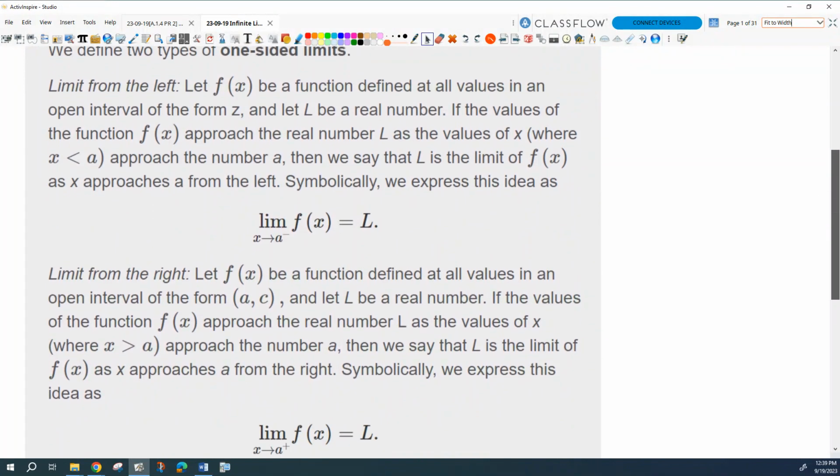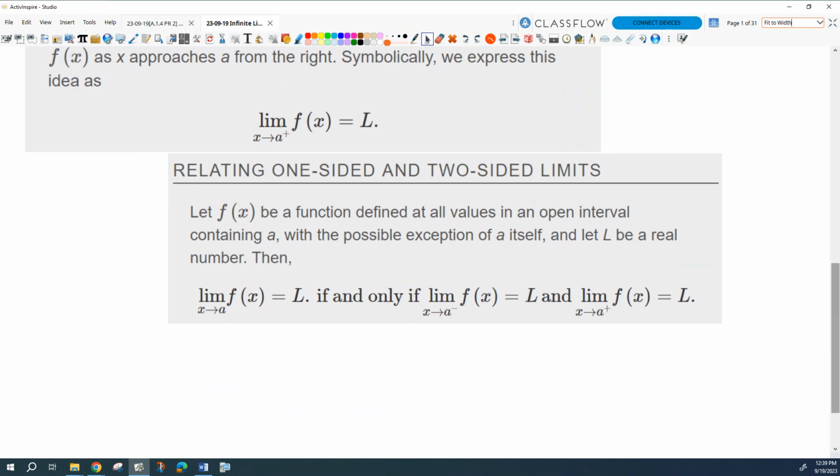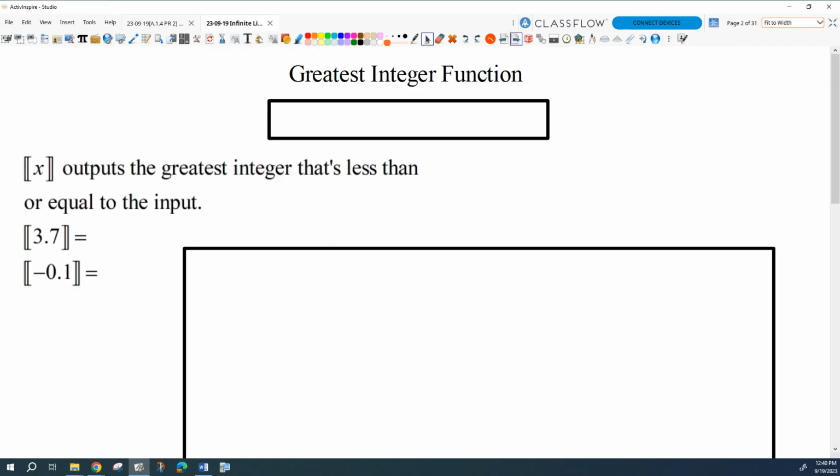One-sided limits, right? We've talked earlier about this. We know that the definition of a two-sided limit depends on the existence and agreement of the one-sided limits. And we've talked about that a fair amount. I think you guys are probably okay with that idea.